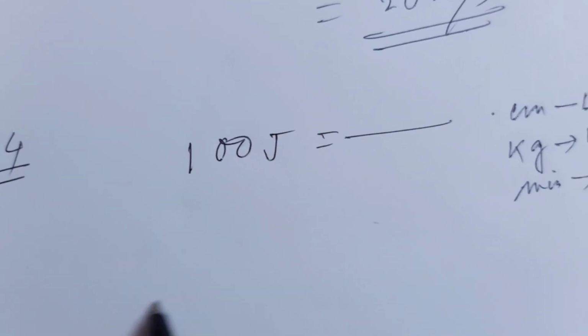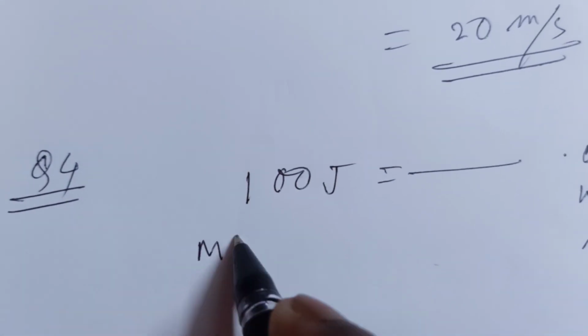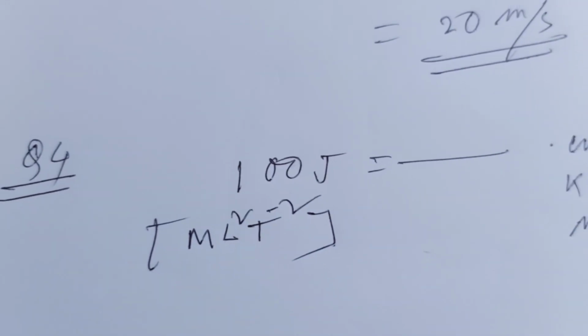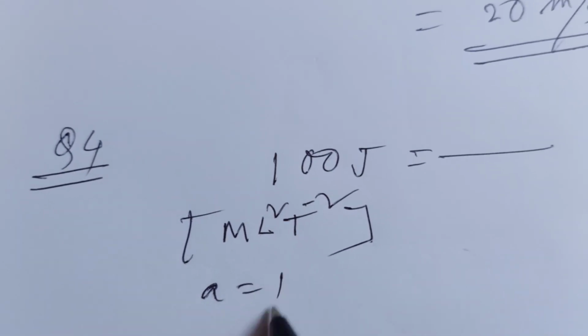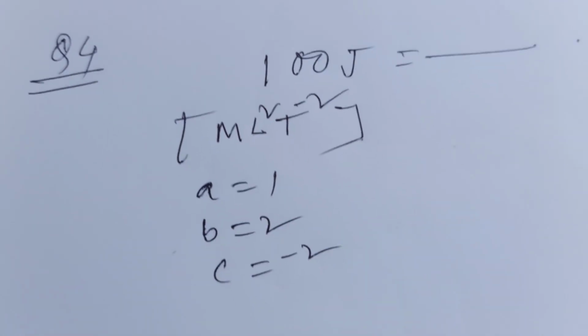So joule means this is work done, so ML square T minus 2, it is the dimension. So here a equal to 1, b equal to 2, and c equal to minus 2.